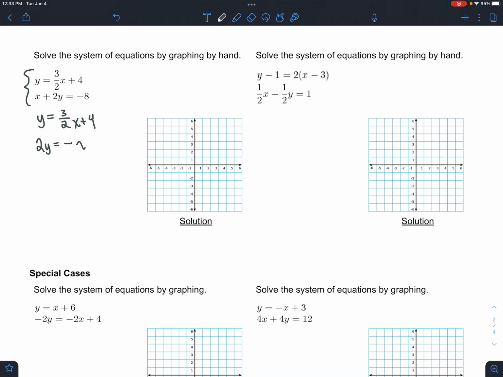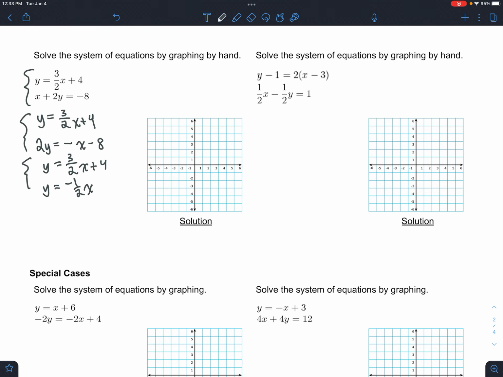You don't always have to do that, but sometimes I think it's a little easier if we just go ahead, because I want to try and graph them with mx plus b like I just did, so it's probably a good idea that I solve for y.